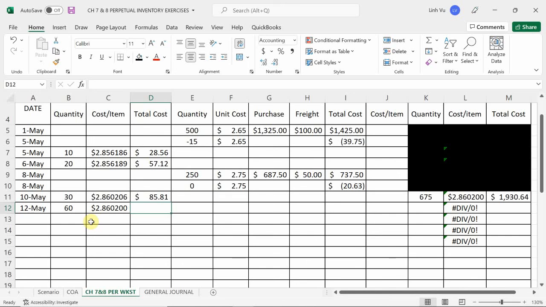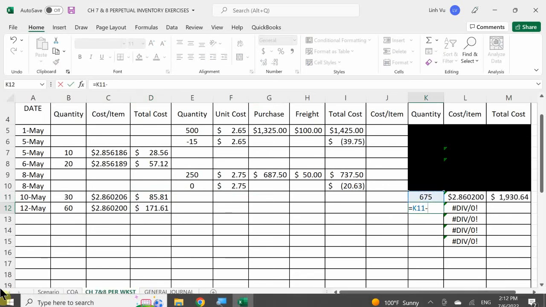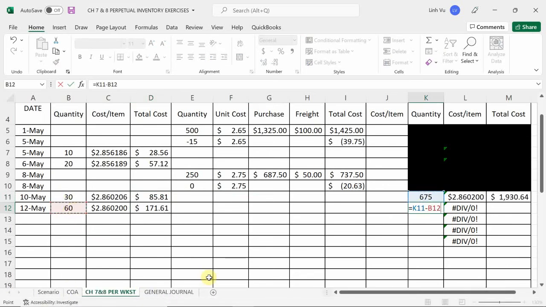So that means, what is my total cost of goods sold here? If I sold 60 mugs at 2.860200, 171.61. Good. 171.61. So once again, because I sold, I need to update my inventory. So I started out with 675 minus 60 will give me 615.